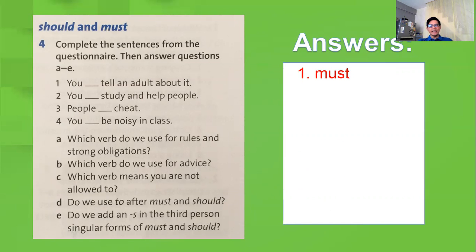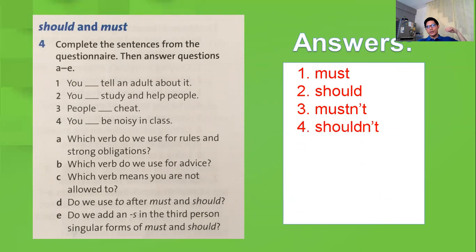You blank study and help people. The answer is should. Number 3, people blank cheat. Mustn't. And number 4, you blank be noisy in class. Shouldn't. So take note, for question number 1, example sentence number 1, we use must.